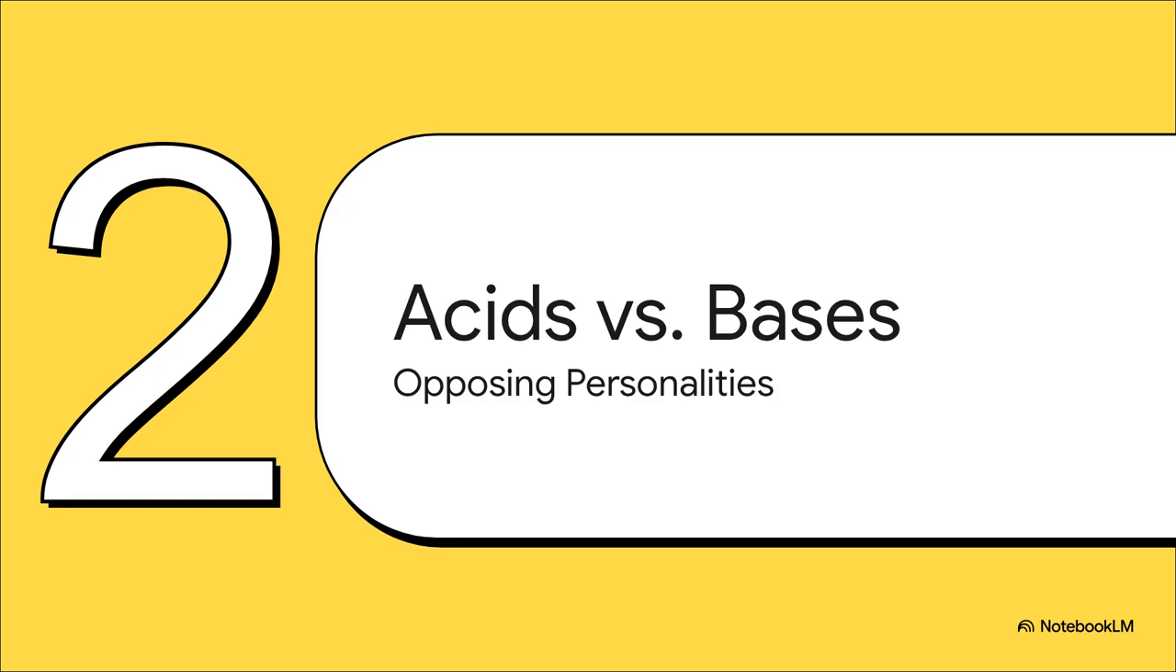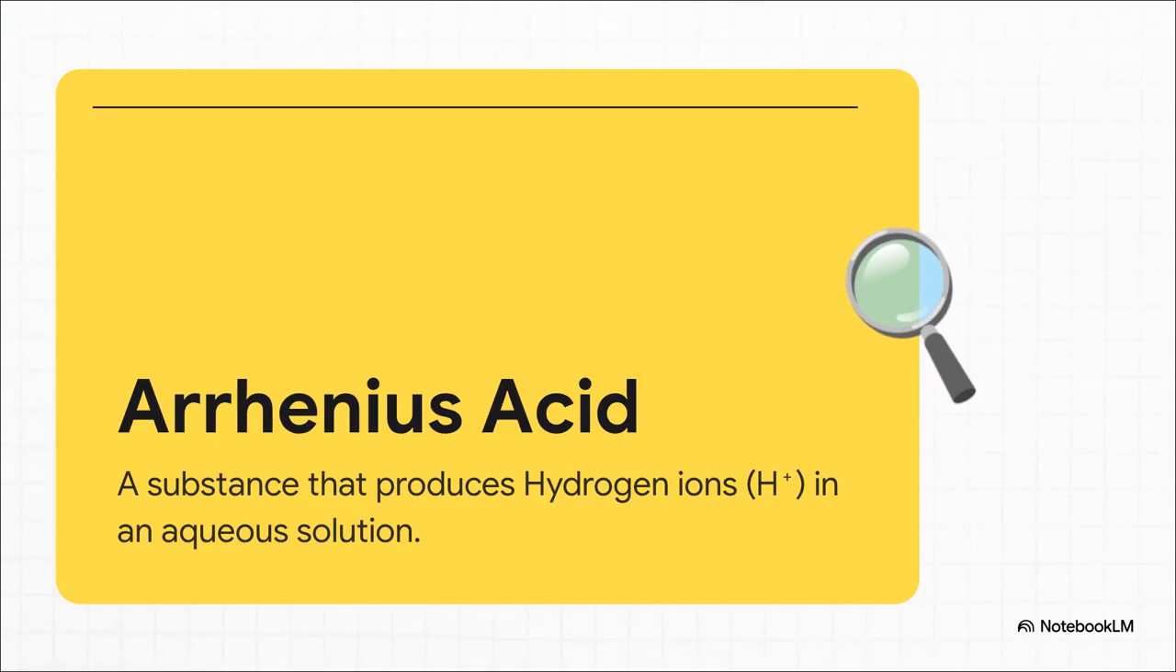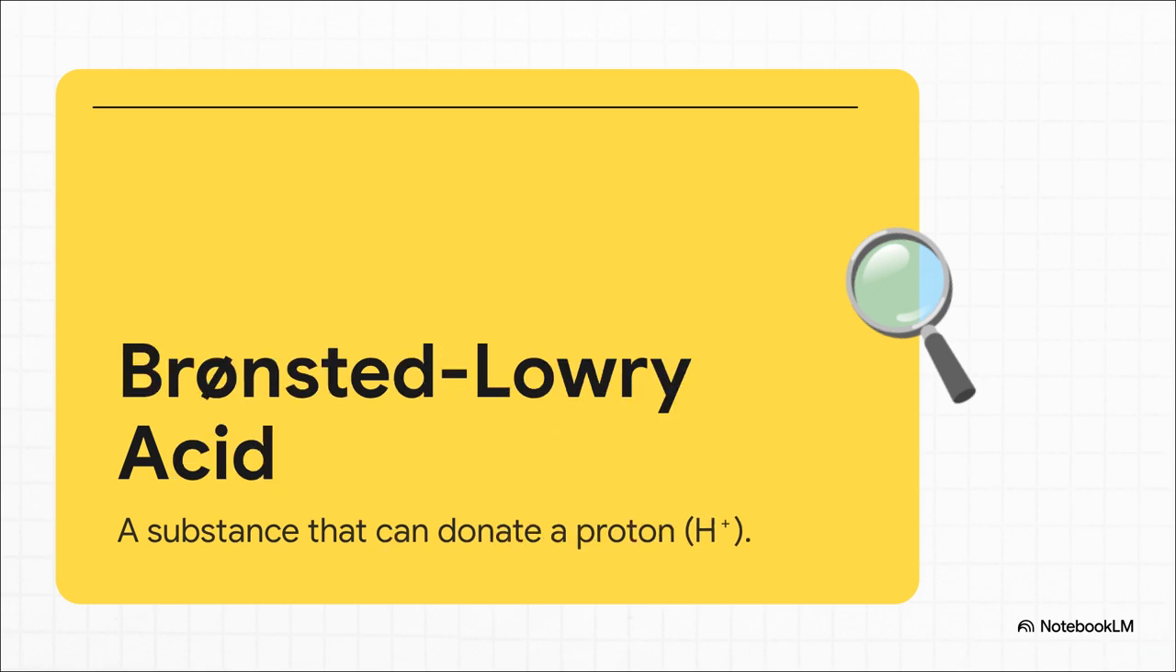So let's meet them. Our whole understanding of what an acid is has changed over time. The story really kicks off with the Arrhenius definition. He said an acid is anything that when you dissolve it in water, releases hydrogen ions. That's H+. It's a fantastic starting point, but it's a little limited because it only talks about what happens in water. So next up, the Bronsted-Lowry definition came along and broadened the whole concept.